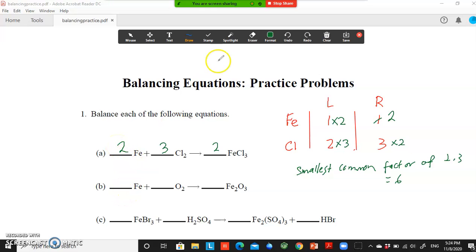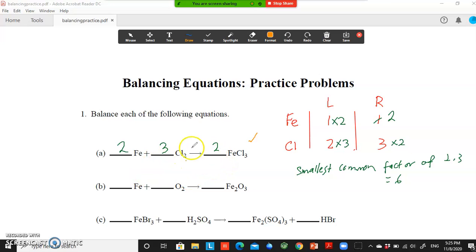So now let's check. You have 2 atoms of iron on the left side and 2 atoms of iron on the right side. And then you have 3 times 2 atoms of chlorine on the left side. And then you have 2 times 3 atoms of chlorine on the right side. So it seems that both sides of the equation are well balanced. This is the simplest method to balance the equation.